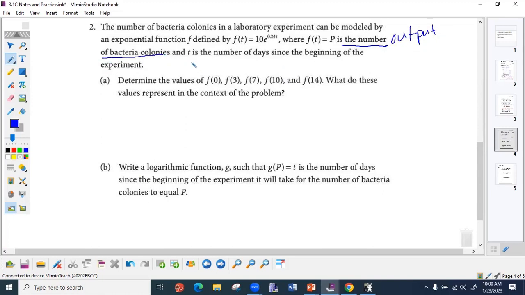And therefore, t is my what? My number of days, and this is my input, okay? This is the beginning of the experiment. So it wants you to determine the values of f of 0, f of 3, f of 7, f of 10, and f of 14. What are all of these? These are all inputs. If I'm an input, I'm being input into the function, right? Okay, so you input and tell me what it means.